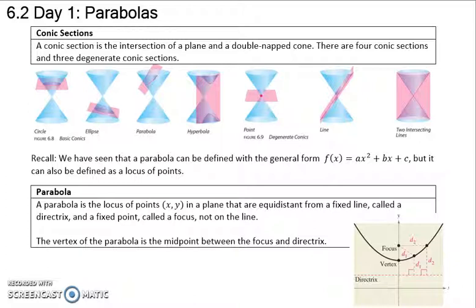The vertex of the parabola is going to be the midpoint between the focus and the directrix. Down here in the corner, your focus is here, your directrix is here. The distance from the focus to the vertex is going to be the same as the distance from the vertex to the directrix. By definition, if you take any point on the curve, let's take this one here, the distance from the focus to that point is going to be the same as the distance from that point to the directrix. That's what's going to make this curved section. As we go farther up this way, it's going to drop down. Your distances have to be the same.